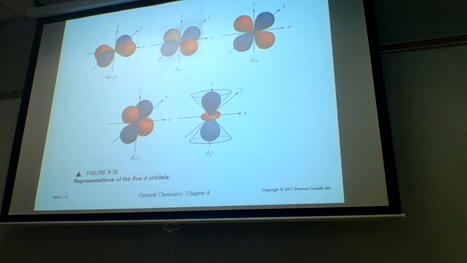And then the py would stick out like this. To show this lobe sticking out, I'm going to try to shade it on the edge here like this. And to show this lobe sticking in, I'm going to dash it like that. And so this is another 3p, this is another 3p.